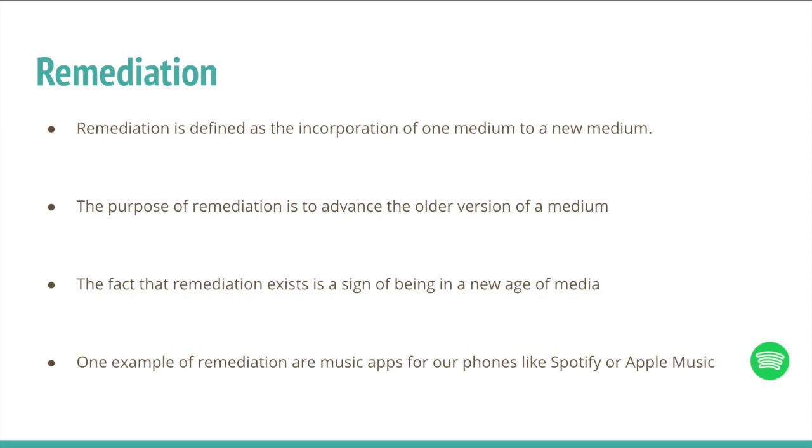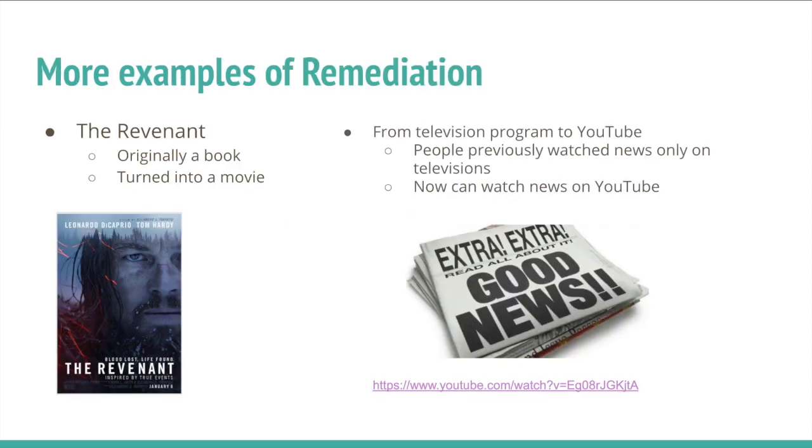One example of remediation is music apps for our phones like Spotify or Apple Music. Another example is The Revenant, which was originally a book and then eventually turned into a movie. The second example is the fact that we used to watch television just to get the news, and now we can go on YouTube on our laptops in order to watch the news.